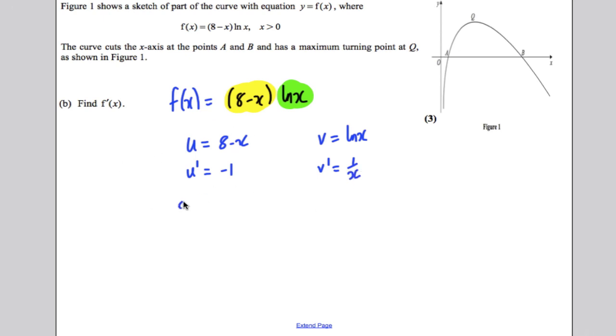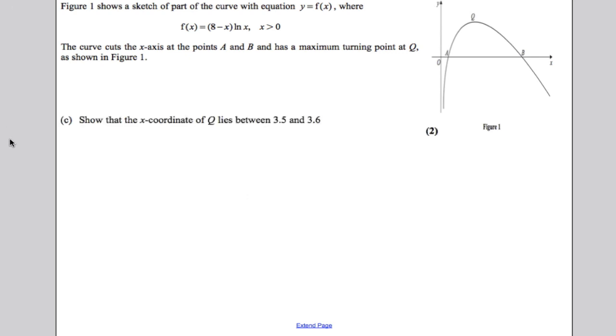The examiner's mark scheme says always write down the formula you're using. dy by dx using the product rule is uv dash plus vu dash. So substituting, it'd be 8 subtract x multiplied by 1 over x, and then plus vu dash, well, that would just be subtract ln x, as follows. Now, that's absolutely fine as it is. There is absolutely no need to go any further and multiply out. It just says find it. That is fine for your 3 marks.